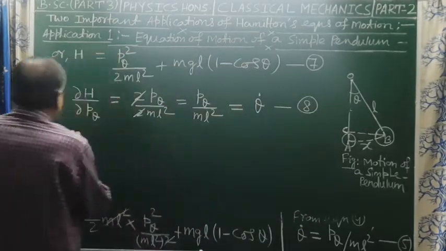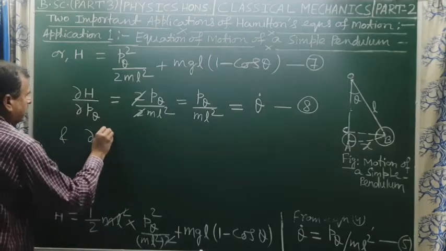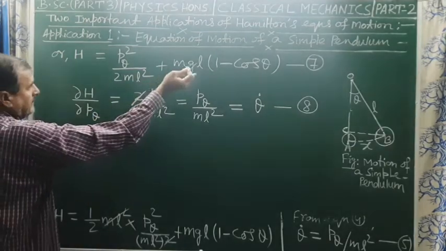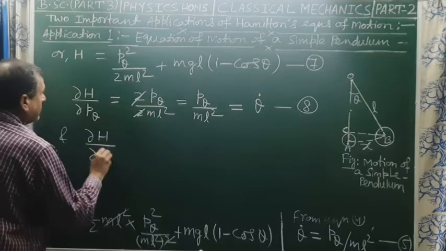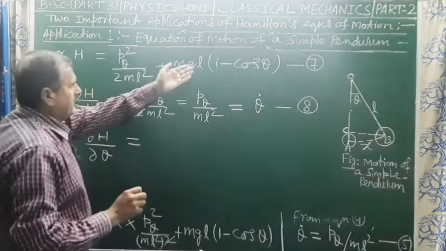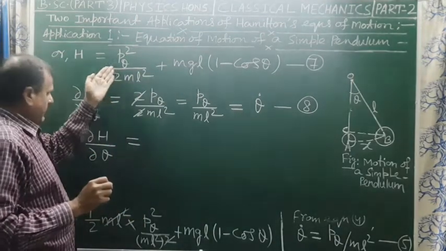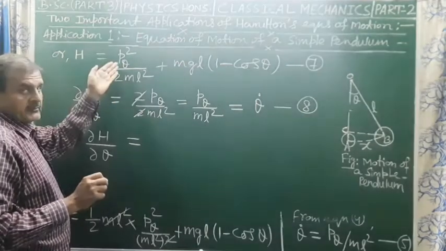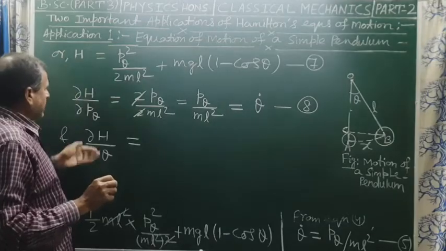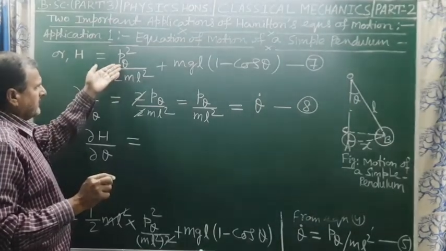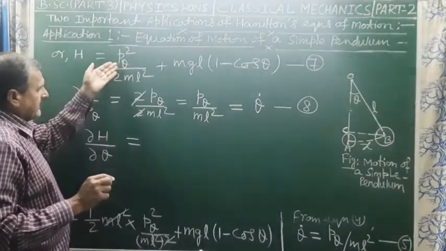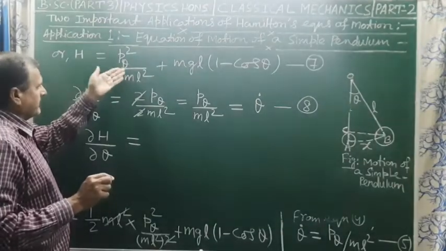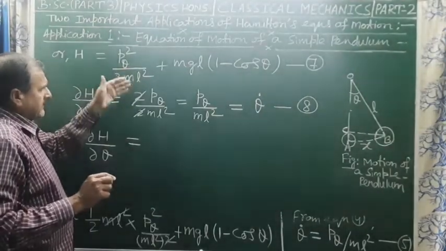And delta H upon delta theta. The first term is independent of theta; it depends on P theta. So delta H by delta theta: the first term has no theta term, only P theta is involved, so its partial differentiation will be zero, since it does not depend on theta.